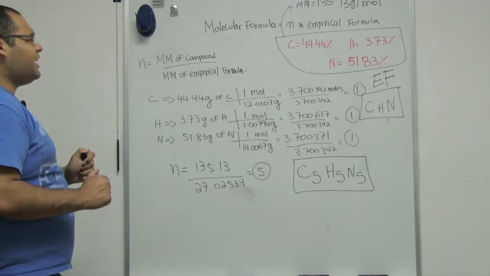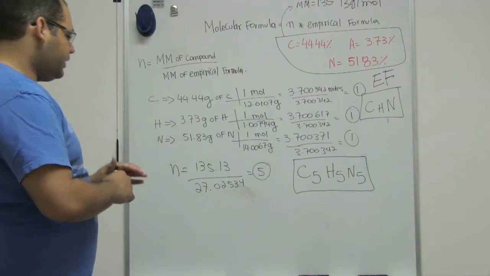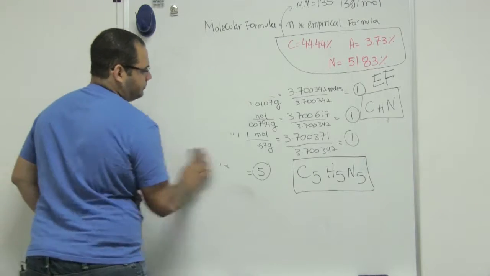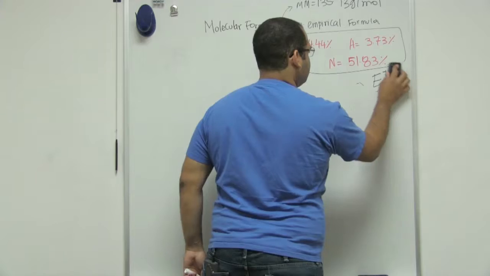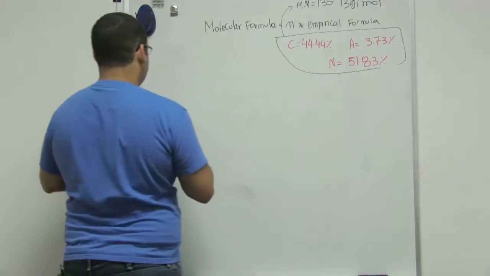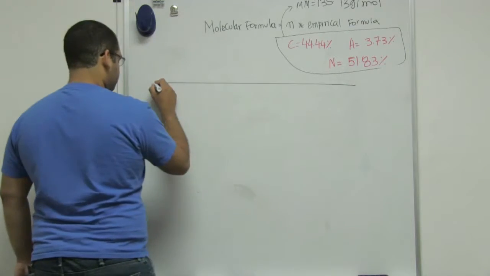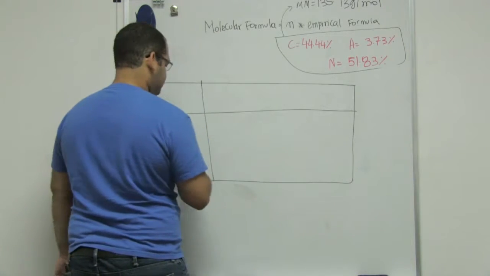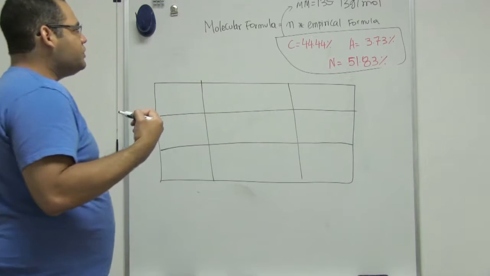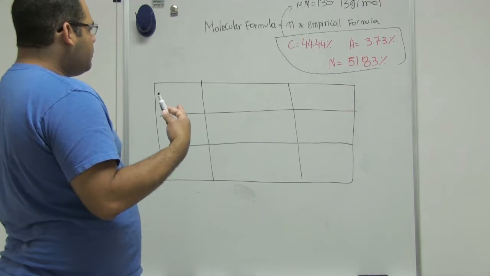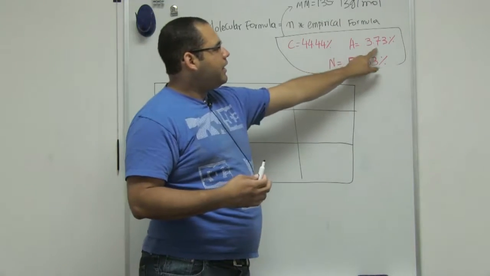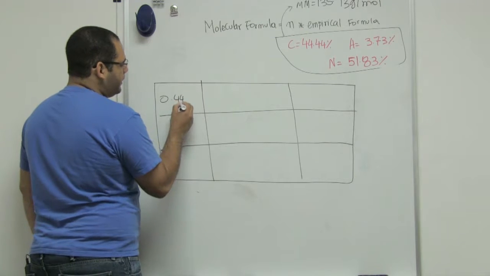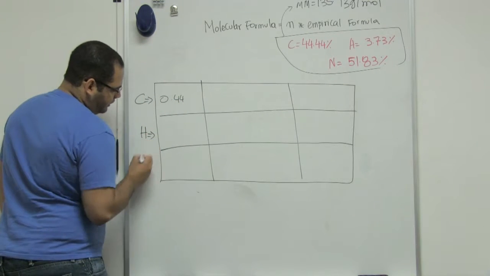Now, the other way, which I think is simpler and more straightforward, I will show you in a second. I have this table here. First of all, the 44.44, I convert to decimals. I divide it by 100, and so 44.44 would be 0.4444. This is carbon, hydrogen, and nitrogen.